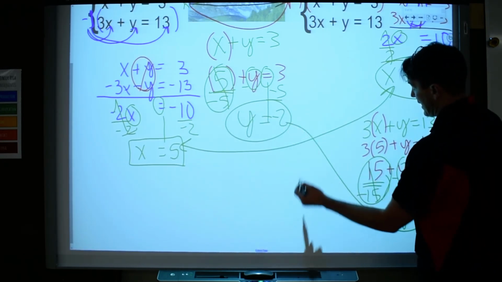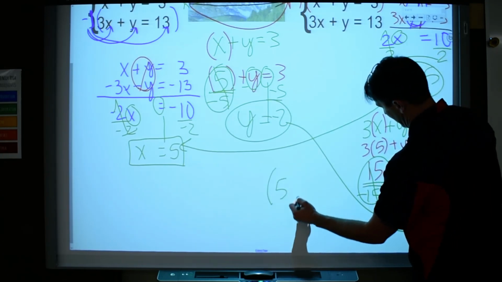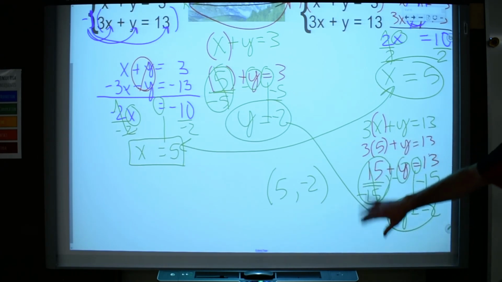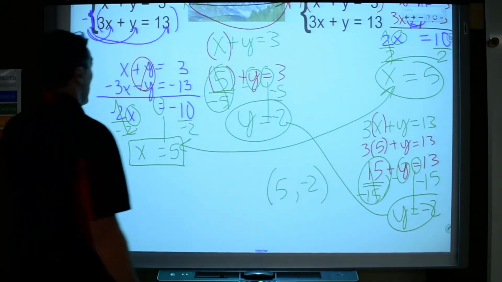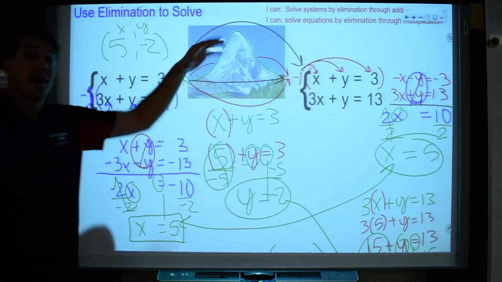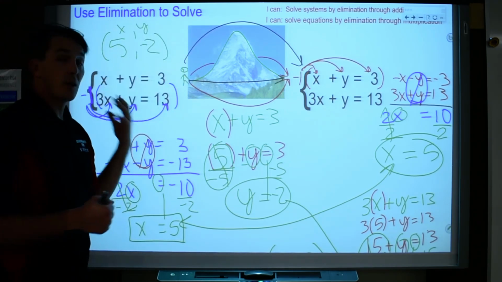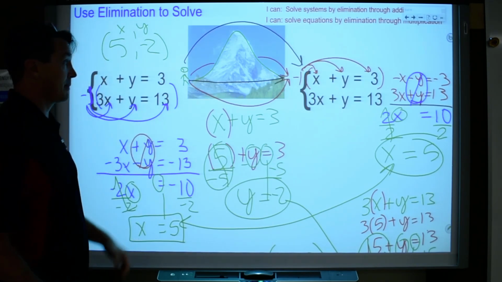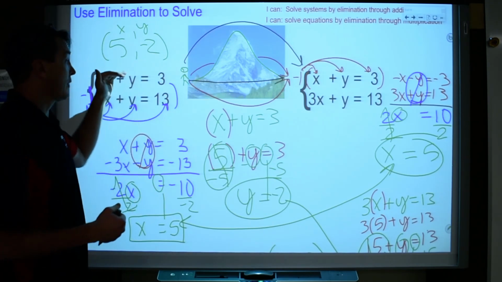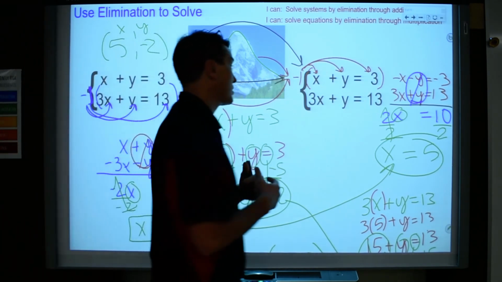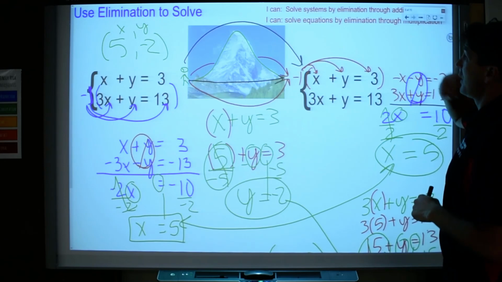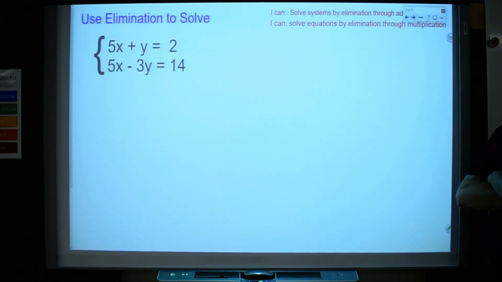Again, same answer. So my answer still is 5 comma negative 2, even though I went the difficult route on the bottom half. So what am I getting at with this? As long as you do it to both sides of the equation, if you multiply by something, as long as you do it to both sides, and as long as you follow the steps, you can go about solving a system of equations any way you want to. You just have to choose what you want to do. So on this next one, you go ahead and try it on your own.